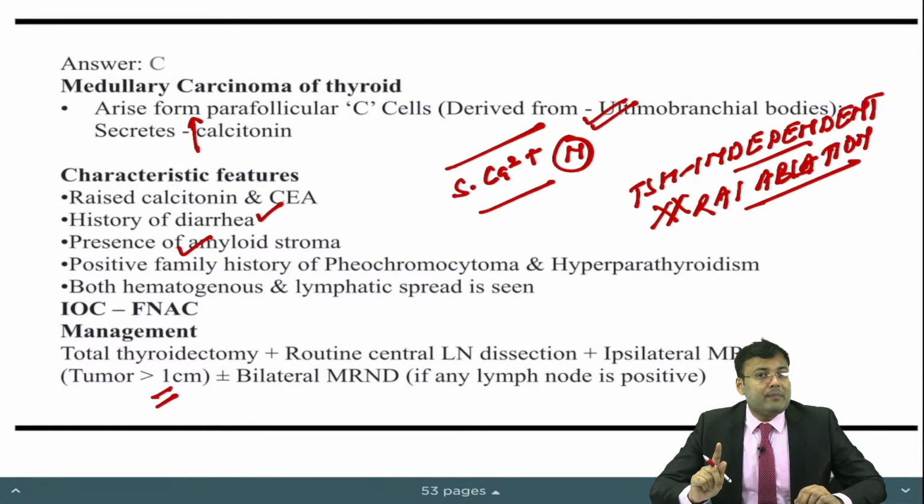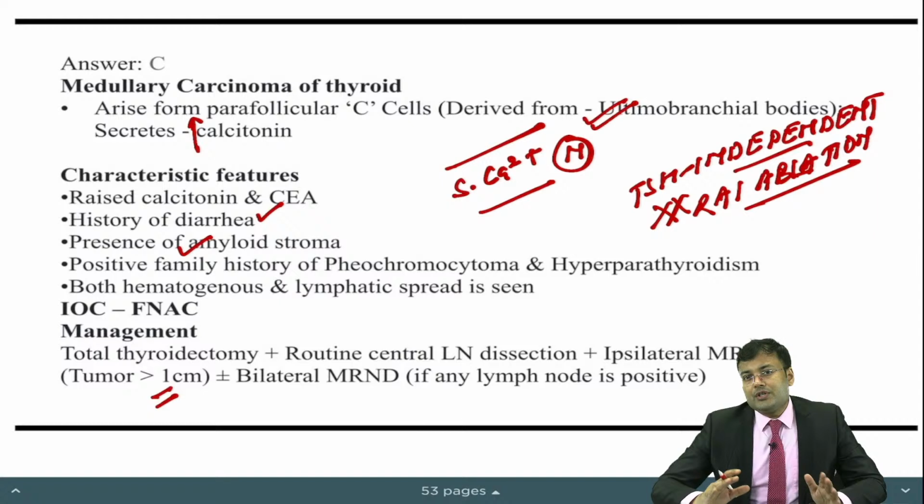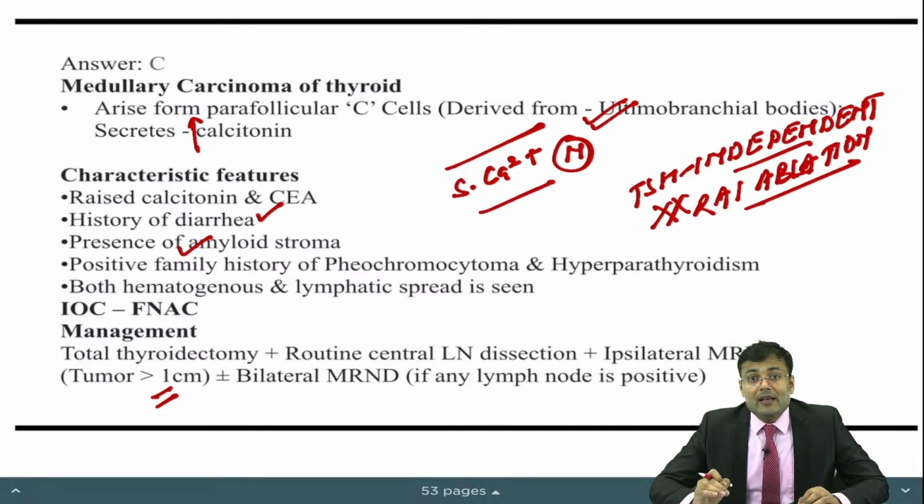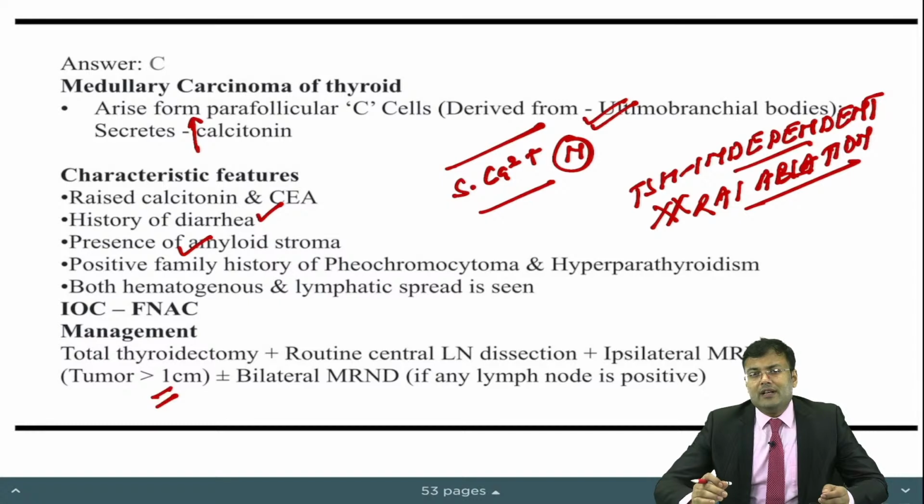So what you have to remember, that it is associated with raised calcitonin. Despite of that, the calcium level is normal, and the clue that there is history of diarrhea, presence of amyloid stroma, tumor is TSH independent, so radioactive iodine ablation is useless.